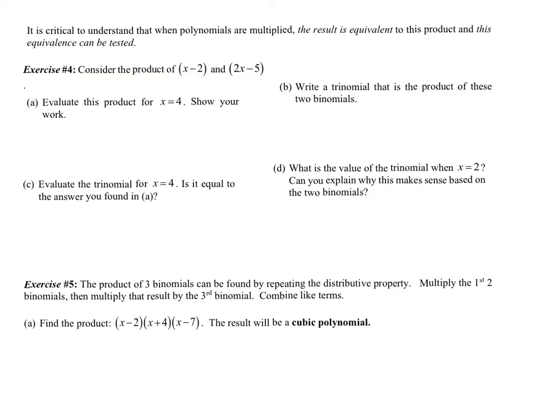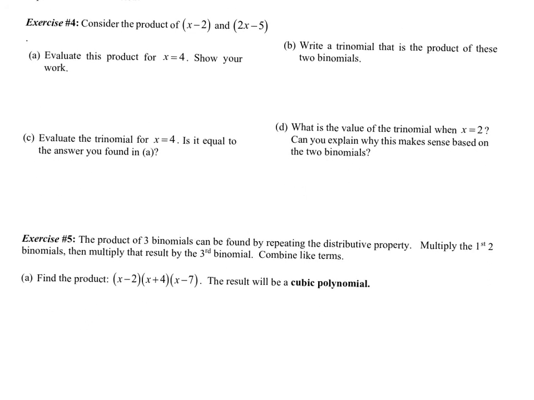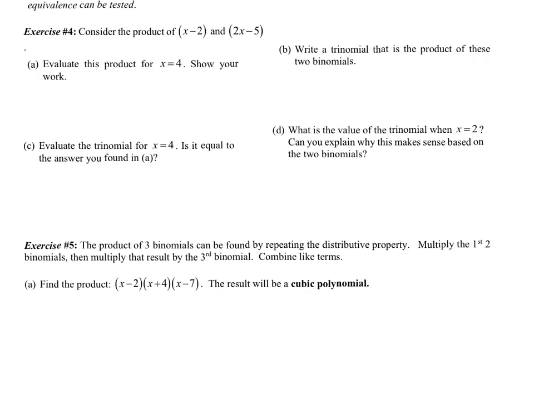On the next page, it is critical to understand that when polynomials are multiplied, the result is equivalent to this product, and this equivalence can be tested. So we're just going to prove that the original is equal to the trinomial that we end up with. All right, so for exercise 4, consider the product of x squared and 2x minus 5. Evaluate this product for x equals 4.